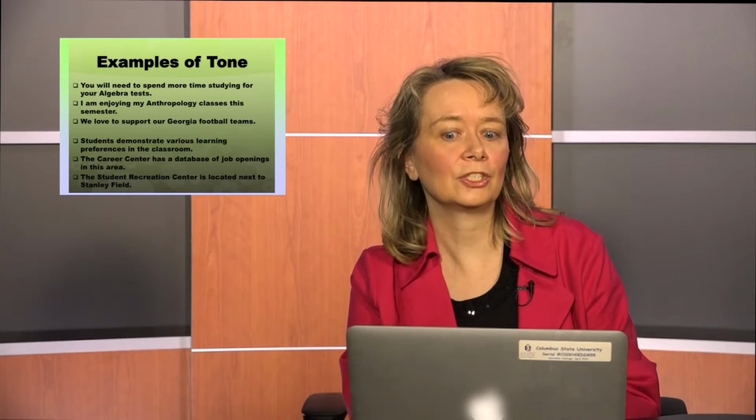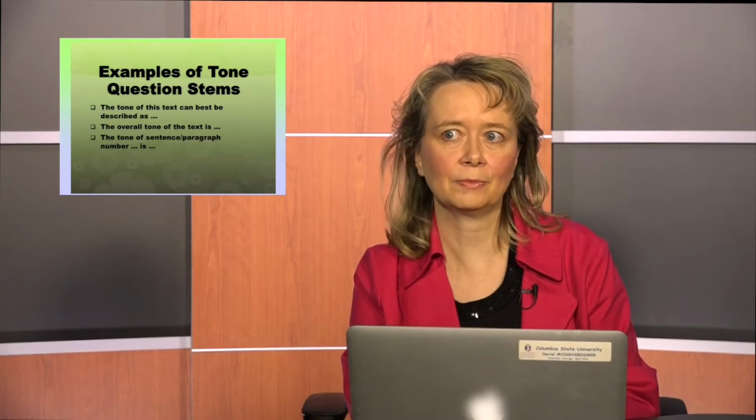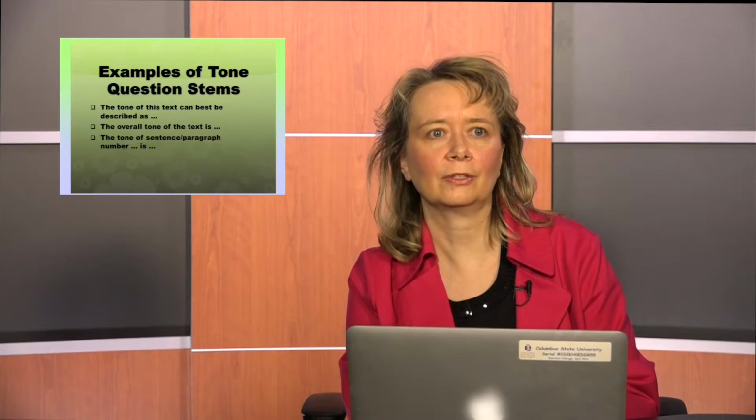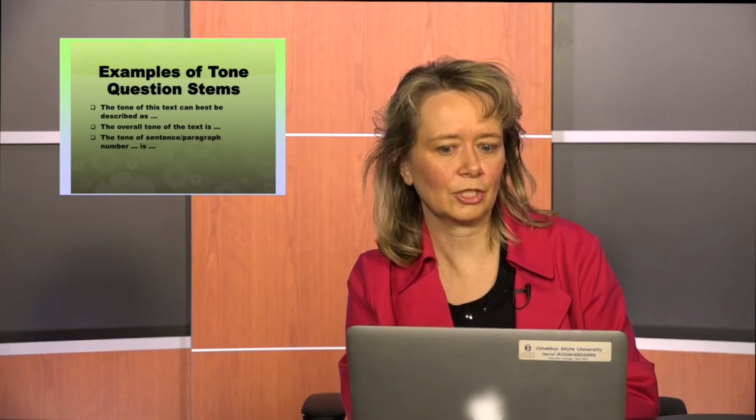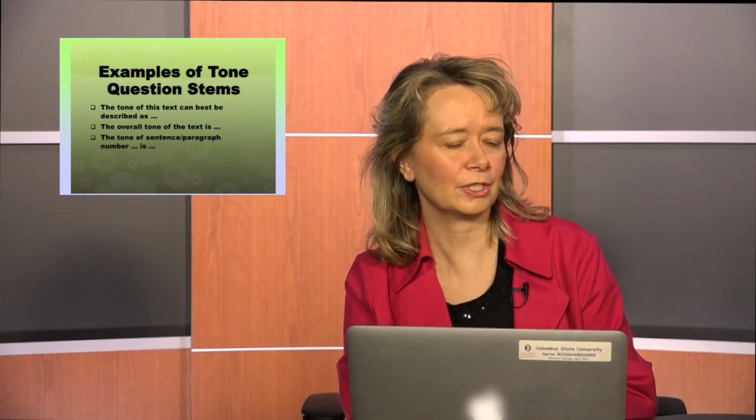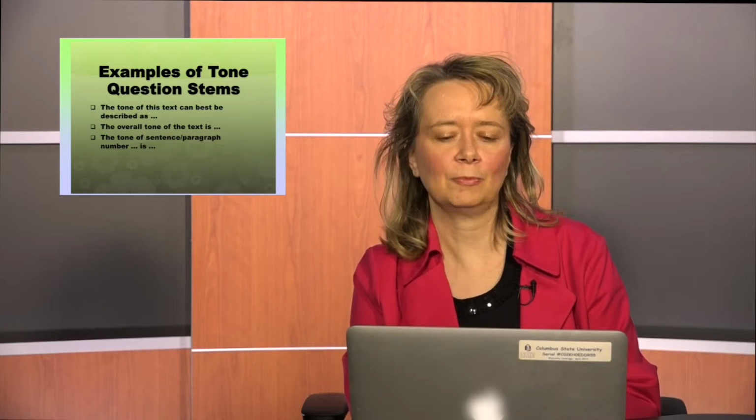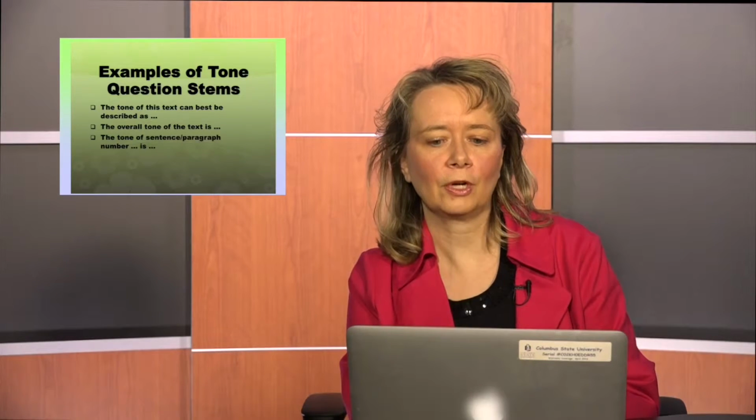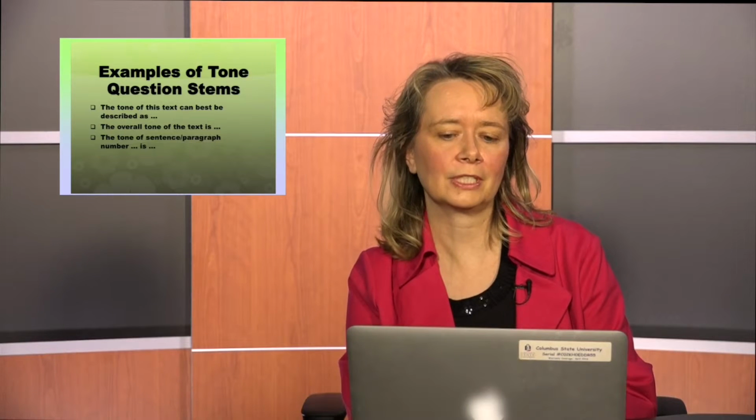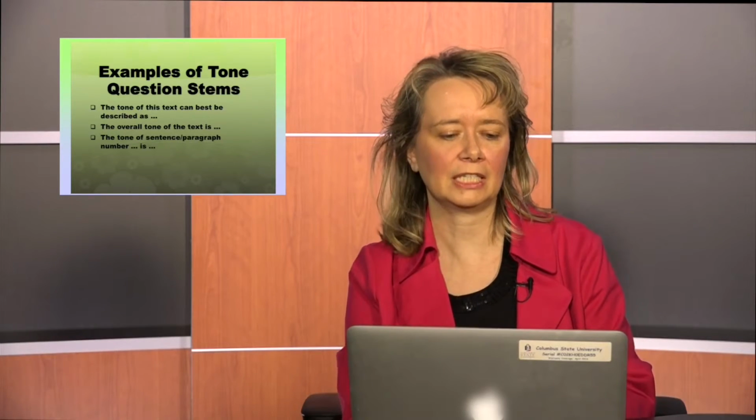Again, you need to pay attention to the types of question stems, the types of questions that the author uses for the reading selection. So an example of a tone question stem would be, the tone of this text can best be described as. The overall tone of the text is, or the tone of the sentence or paragraph, let's say number 7, is. Now let's look at purpose. The type of tone is important to consider whenever you're assessing the purpose of the reading selection as well. Let's look at 3 general categories of purpose first.